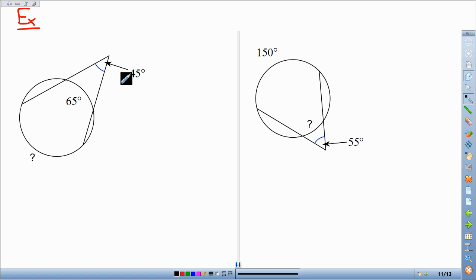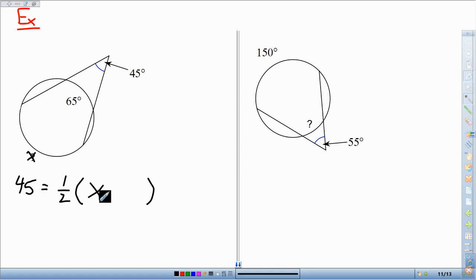Okay, so on this problem, they're giving us the angle. They're asking us for the big arc. Let's set this thing up. So always starting with the angle in our formula. Okay, so 45 equals 1/2 of the two arcs subtracted. We're going to call that x. Remember, when we do this subtraction, we want the bigger arc to go first and the smaller one second. So I'm going to write this as x minus 65.